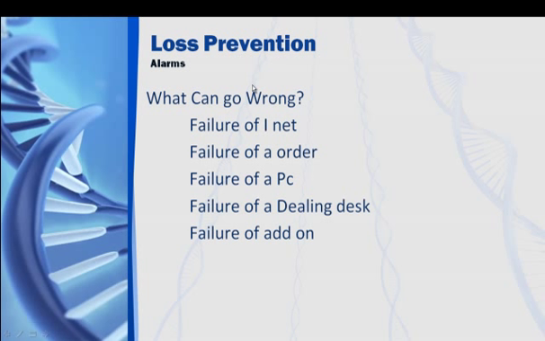Another way to do loss prevention is alarms. This is how I personally deal with it. I have to identify what can go wrong. I can have failure of the internet, failure of an order, failure of a PC, failure of a dealing desk, failure of an add-on, or failure of a model. Now, I didn't list failure of the model there. I listed just models up above. But these are things that could go wrong.